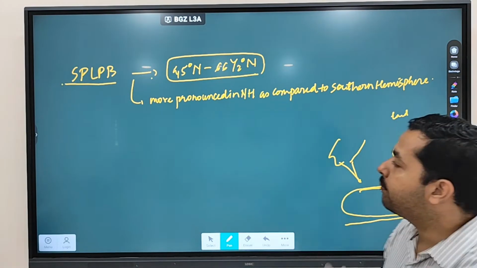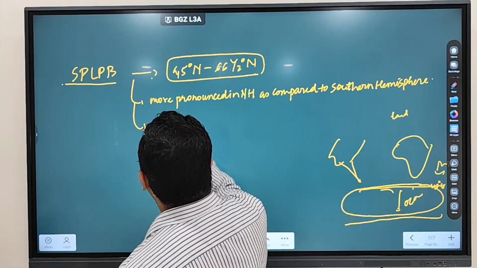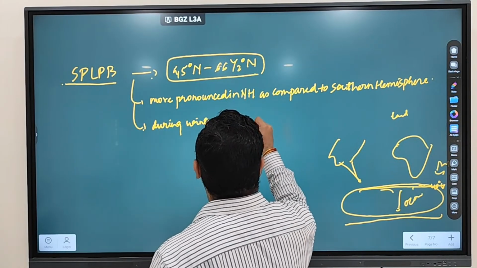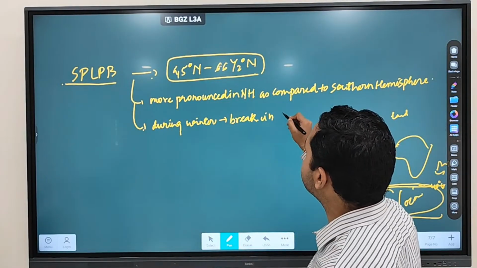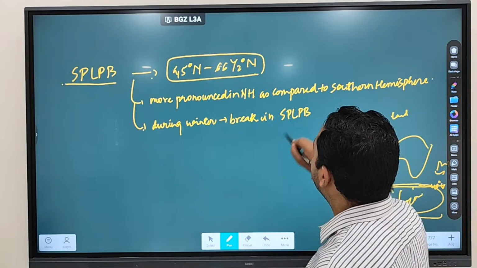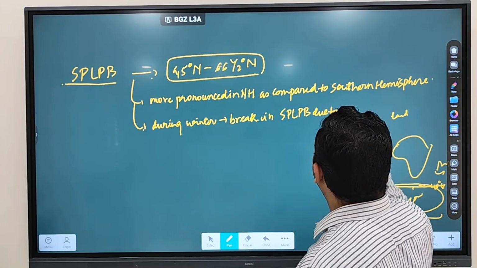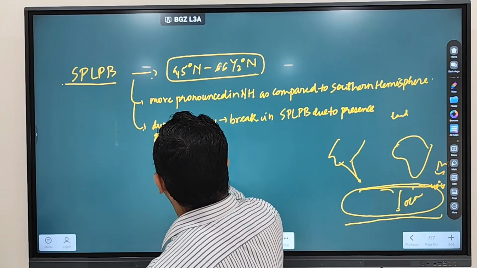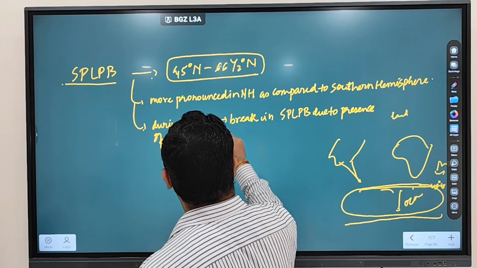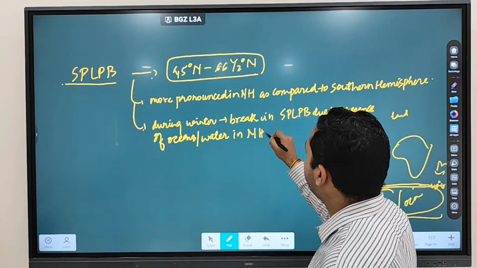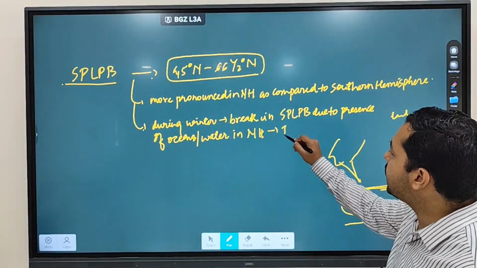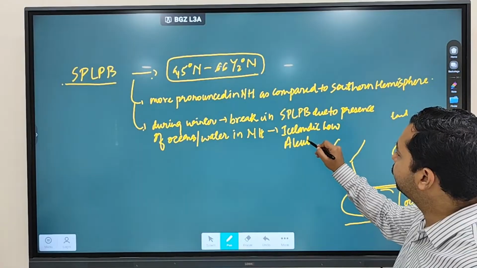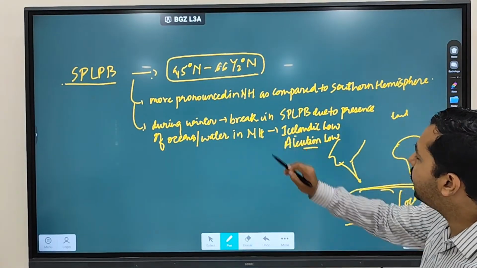Fine. Second important thing you have to keep in mind is during winter you will see a break in this subpolar low pressure belt due to presence of oceans or water in northern hemisphere, and that's why there it is referred to as Icelandic low or Aleutian low.